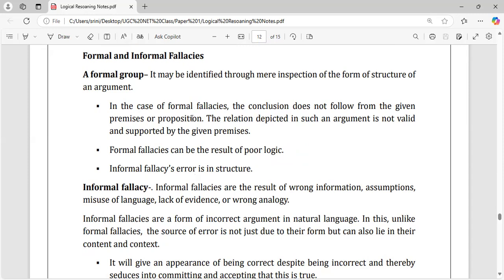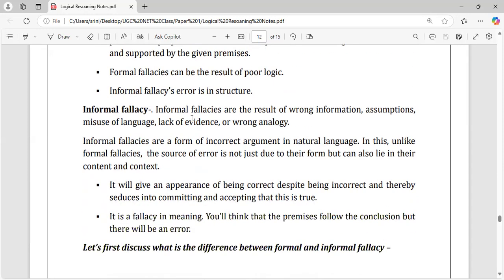Informal fallacies are not errors in structure. They are the result of wrong information, assumption, misuse of language, lack of evidence, or wrong analogy. Informal fallacies are a form of incorrect argument in natural language. Unlike formal fallacies, the source of error is not just their form, but it can also lie in the context.